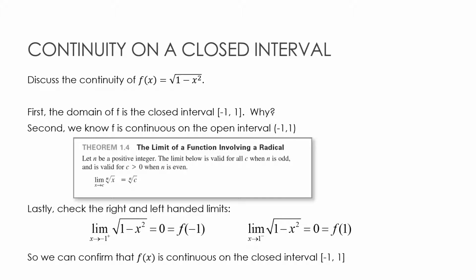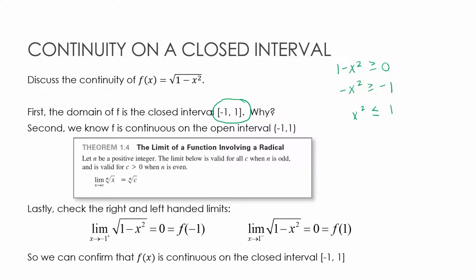So now let's talk about the continuity of the function radical 1 minus x squared. First of all, it's important to understand what the domain is. Why is the domain -1 to +1? Well, because we know that the radicand, which is 1 minus x squared, must be greater than or equal to 0, because we don't want to take the square root of a negative, or we'll end up with an imaginary number, which is no fun. So just do the algebra. We get negative x squared is greater than or equal to -1, so positive x squared is less than or equal to +1.